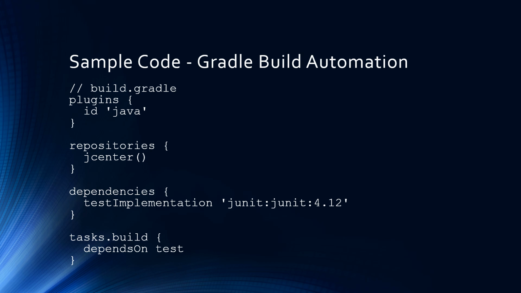Incremental builds. 2. Build cache. 3. Parallel execution. 4. Custom task types. 5. Dependencies optimization. Best practices for Gradle builds.